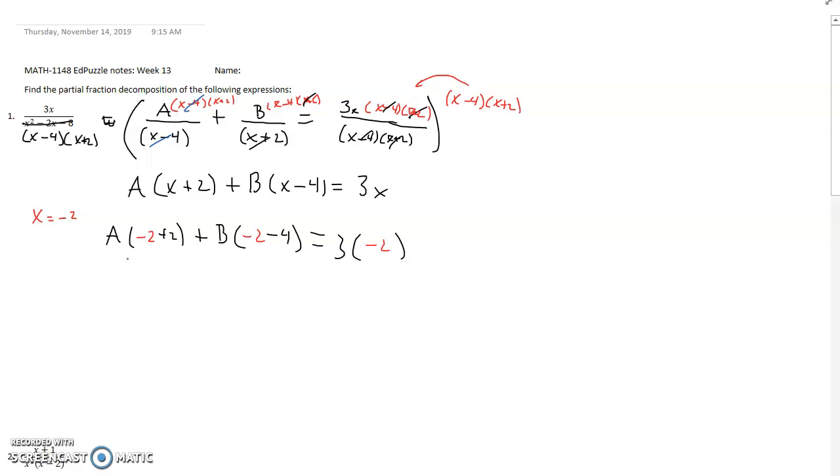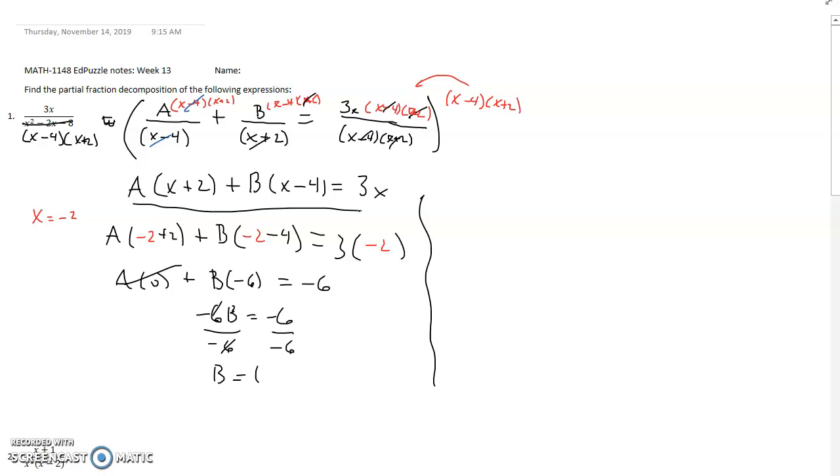All right, let's simplify this. So -2 plus 2 is 0, so this is a times 0, right? And then this is going to be b, and then -2 minus 4 is -6, equals 3 times -2 is -6. The a times 0 goes away. I get -6b is equal to -6. Divide both sides by -6, and those cancel out. -6 divided by -6, b is 1.